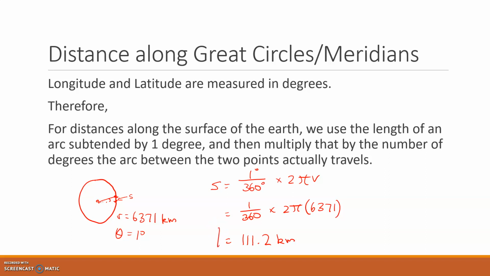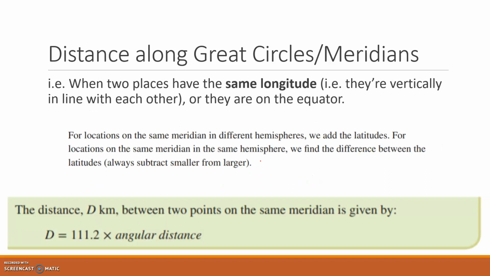So we use this fact to do all the calculations along great circles. Let's start using that now. Instead of doing this working every single time, we just use that fact. That's what it says on this slide here. When 2 places have the same longitude, which means they're vertically in line with each other, because the longitudes are the vertical lines, the up and down, north-south lines, we use this working.